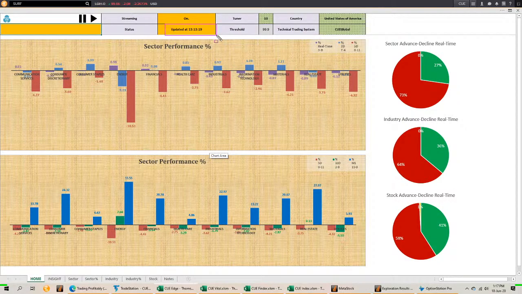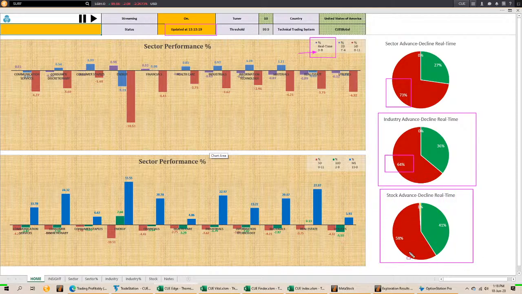This is Q Edge running in real time, the sector industry rotation analysis tool. 73% of the sectors are down today, that is 8 of the 11 sectors are down, that is bearish. Of all the industries in Q Edge, 64% are down, that is bearish. And of all the stocks in Q Edge, the S&P 1500 stocks, it is also more bearish than bullish.